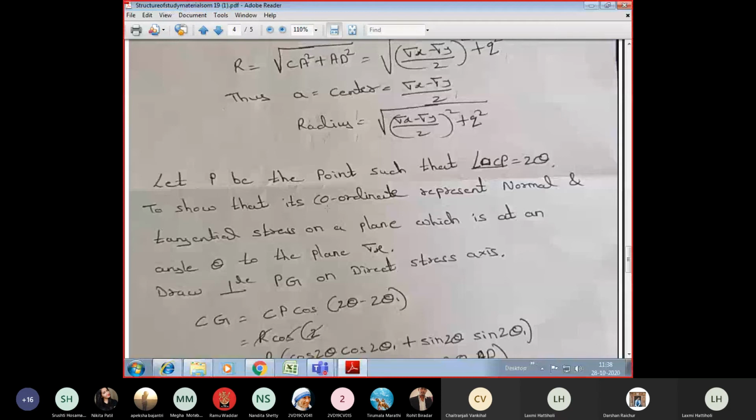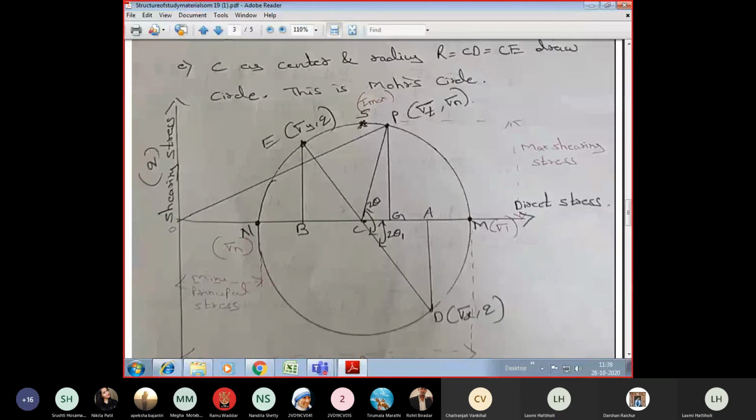Now, to show that its coordinates represent normal and tangential stress. The Mohr circle says that when you take a point P here on the circle, with angle DCP as 2 theta, I can say that the coordinates of the point P indicate the normal stress and the tangential stress, sigma n and sigma t. It should be reversed: first is sigma n, next is sigma t. Whereas sigma n is from O to G, PG is sigma t. So there is a slight correction here. O to G is sigma n and PG is sigma t.